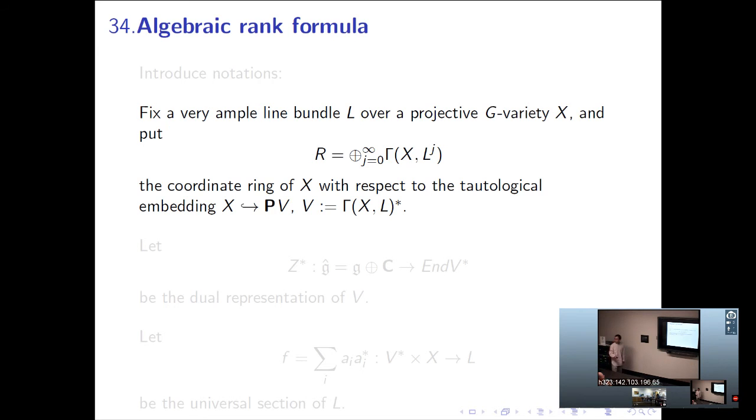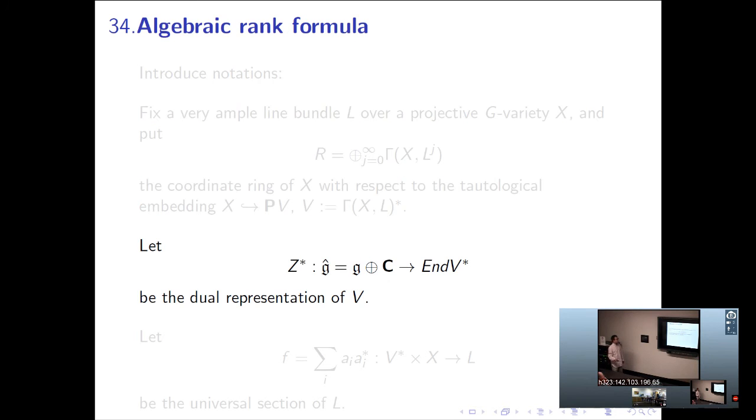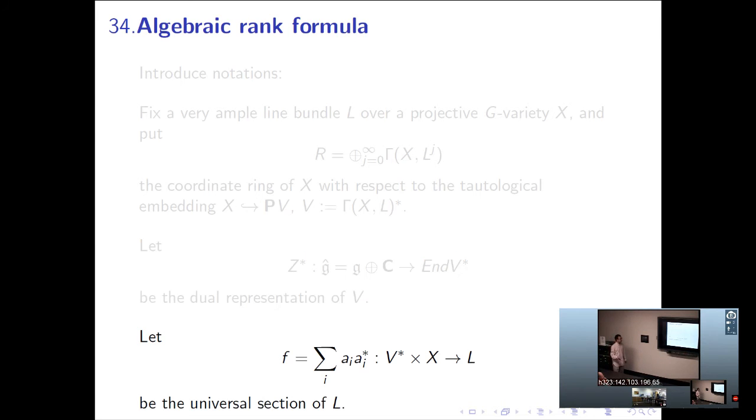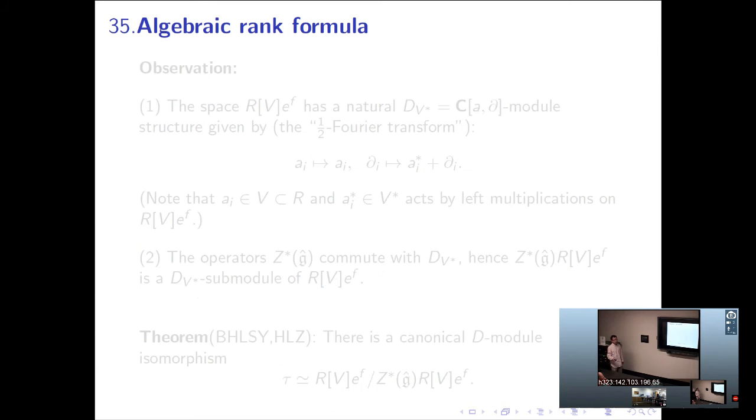So now I'm also going to talk about an algebraic rank formula. Let's fix a very ample line bundle L over a projective G variety X, and let me denote the coordinate ring of X with respect to this embedding by R. And again, V is the dual of the section space. And let G star denote the dual representation of G hat, which is G direct sum C, on V. And then let F be the universal section of L.